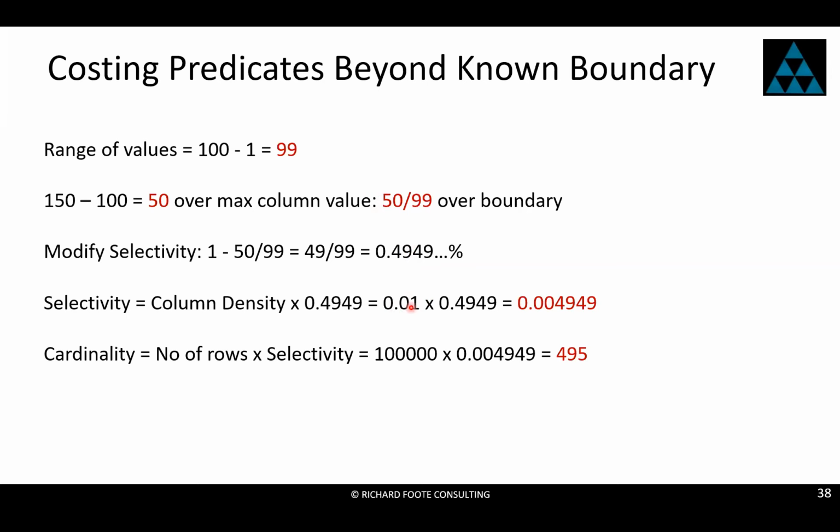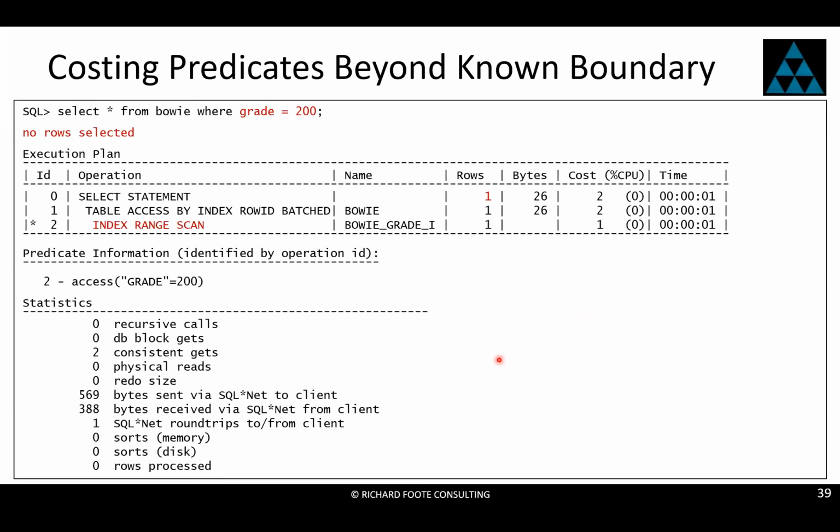Now, selectivity of 1, remember, is 0.01. If I multiply that by my reduction, it's going to be 0.004949 recurring. I multiply that by that, and that's where my 495 estimate comes from. But this percentage is too great. If I put that into my clustering factor, it thinks it's going to be too expensive, and that's why Oracle is not using the index.